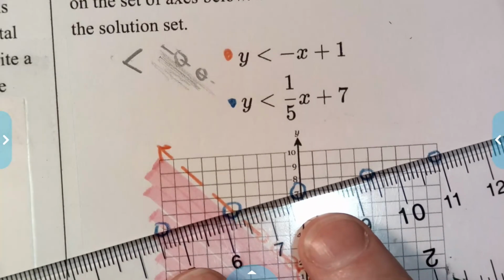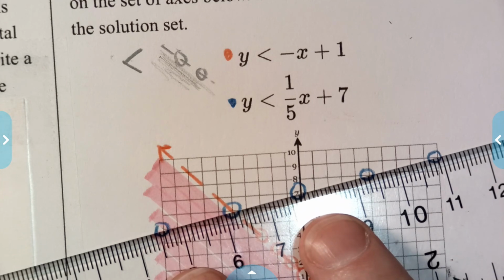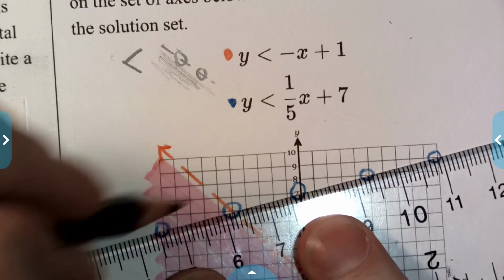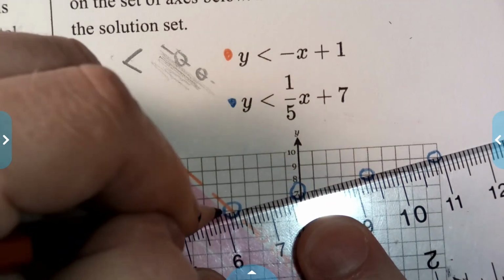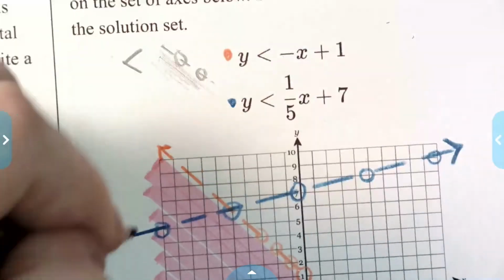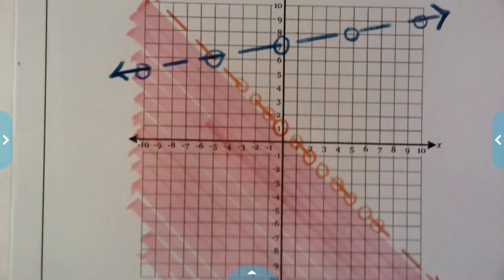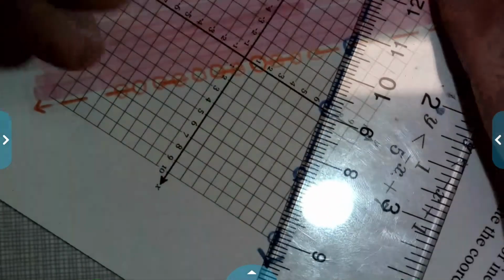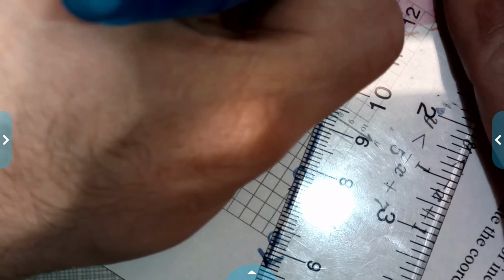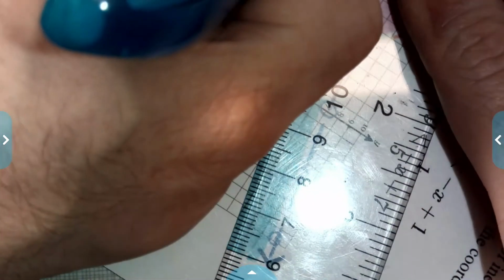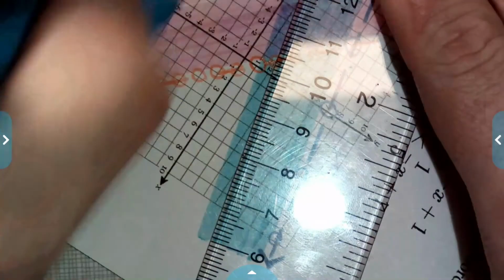And we're going to draw a dotted line, or dash line anyway. Okay. There it is, and we're shading below, okay? So we take the blue, and we shade the whole thing below. And you should see that overlapping region. That's the solution region.